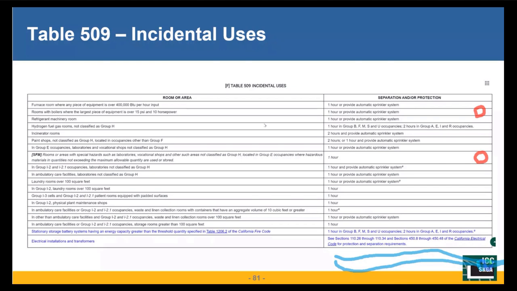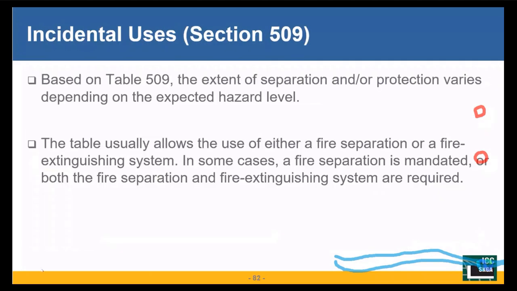And these incidental uses basically will become part of the main occupancy. And rationally, if you think about it, if you don't provide a sprinkler system, you're providing separation, 1 hour separation, just like occupancy separation in most cases. So these are the incidental uses. So again, based on table 509, you provide the separation. We talked about that, and usually you are allowed to use a sprinkler system in lieu of the passive separation.